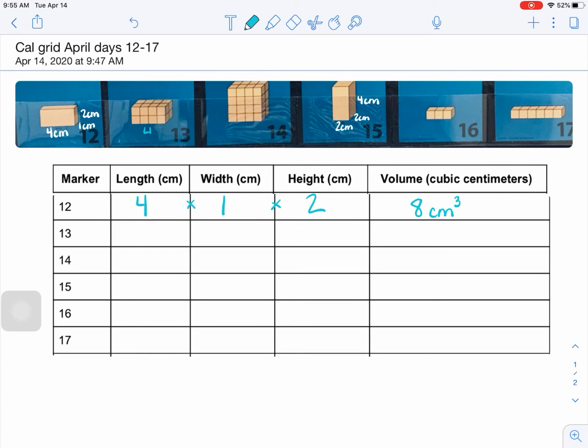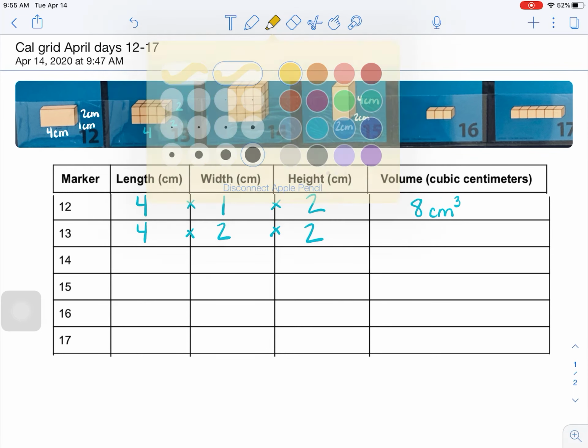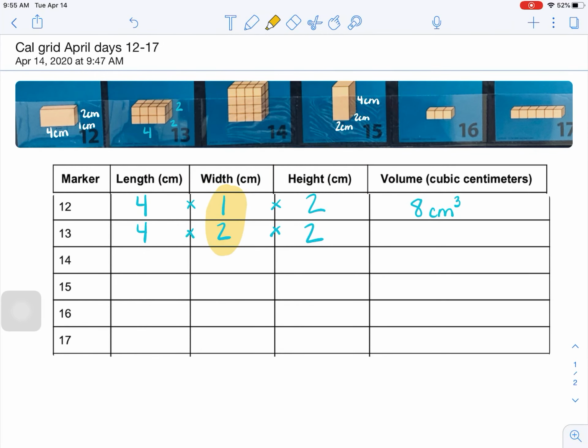For 13, I can see that that is 4 across. It goes back with a width of 2, and it is also 2 centimeters tall. So this is a 4 by 2 by 2. Again, I can just multiply those three dimensions together, or I can notice that these two dimensions right here just doubled from 1 to 2, and the other two stayed the same. They stayed a 4 and a 2.